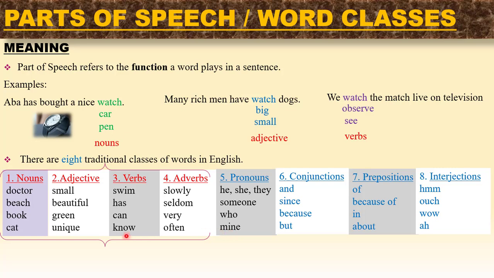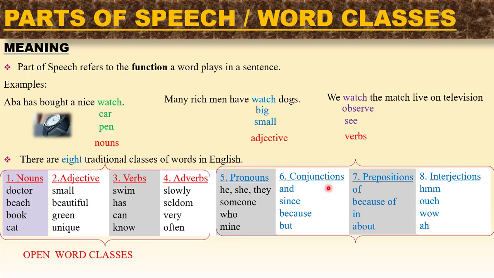The first 4 word classes, that are nouns, adjectives, verbs, adverbs, they are called open word classes because they can accept new words. But for the last 4, which are pronouns, conjunctions, prepositions, and interjections, we call them closed word classes.